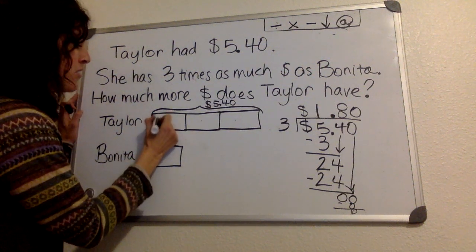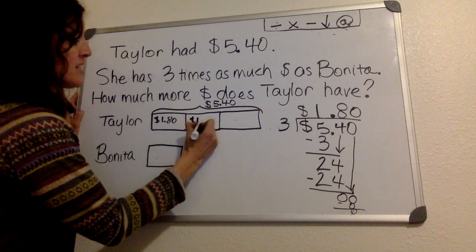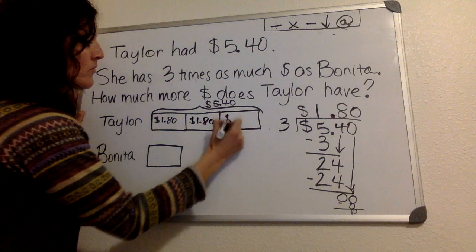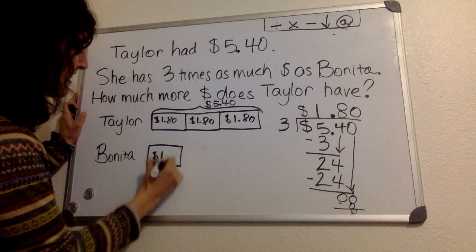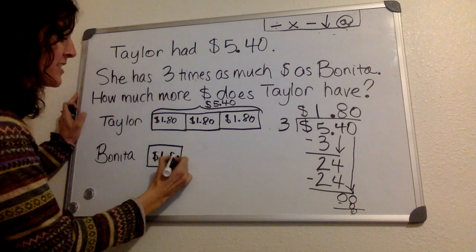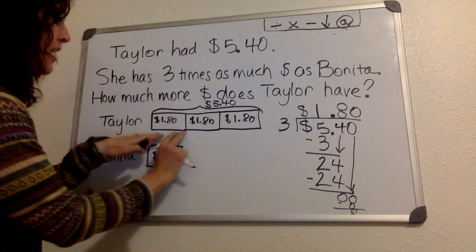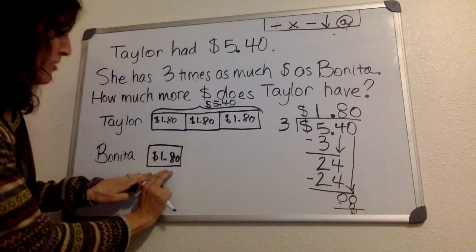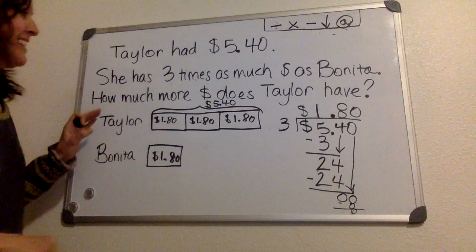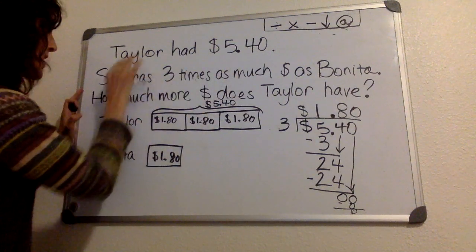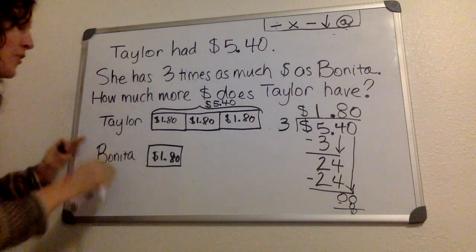When you have a comparison model, all of the boxes are the same if you set it up correctly. Okay, so that means Bonita's box is the same as each of Taylor's boxes. Okay, Taylor had 3 times as much as Bonita. Okay, let's go back. Read it again. Okay, we just talked about Taylor having 3 times as much as Bonita. Let's see, what else do we need for this problem?